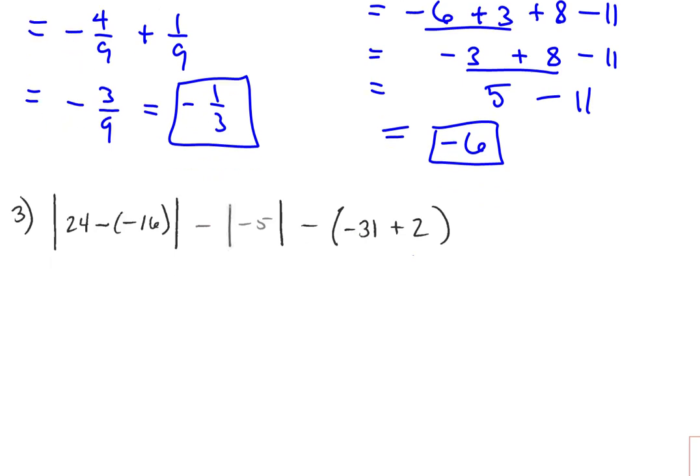Let's try a third example. This one starts with some absolute value expressions. Let me read through it. We have the absolute value of, so open absolute value here, and then 24 minus -16, close absolute value. So there's a double negative inside the absolute value, and we should start by simplifying that. So I'm going to copy down the absolute value, and inside I'm going to write it as 24 plus 16. So the minus -16 is now just a plus 16. Moving on, we'll keep the negative that follows it, and then we have the absolute value of -5.